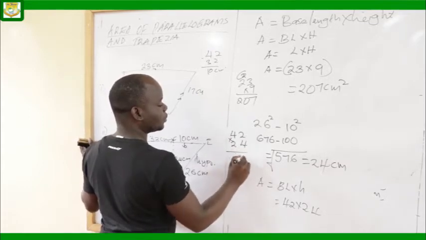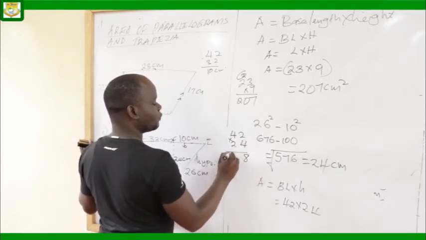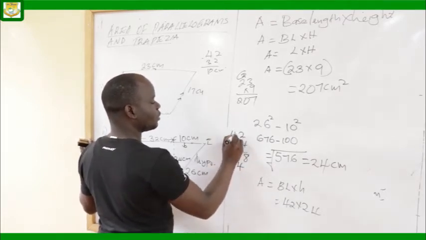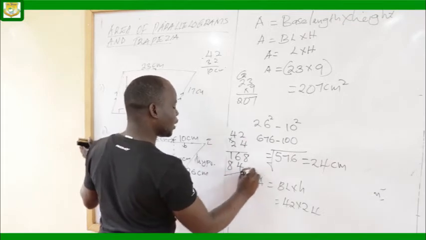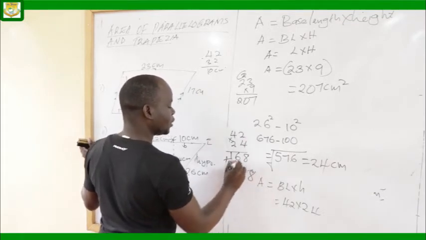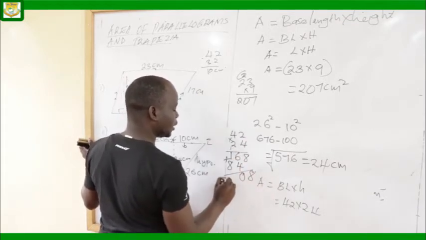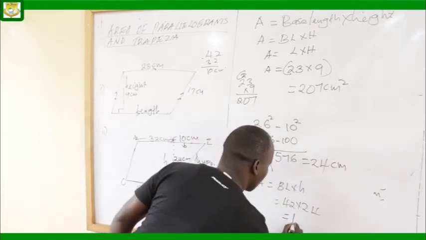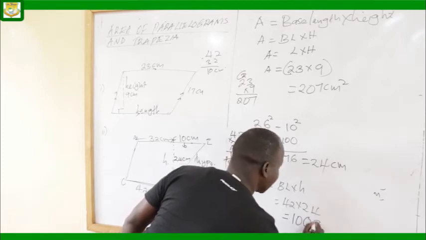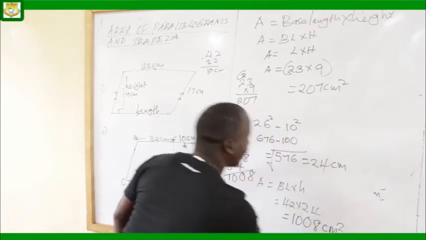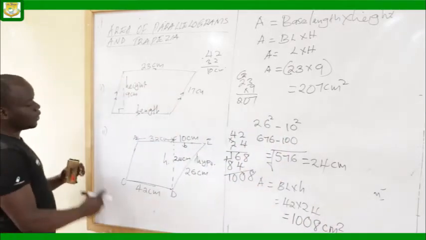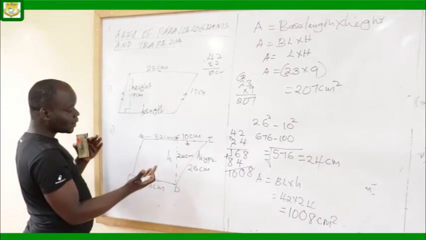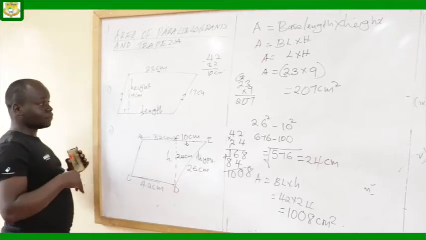4 times 2, that is 8. 4 times 4, that is 16. 2 times 2, that is 4. 2 times 4, that is 8. You add them up and our area is 1008 centimeter square as the area of that parallelogram. So in this one, I have shown you how you can get the height first before you get the area.